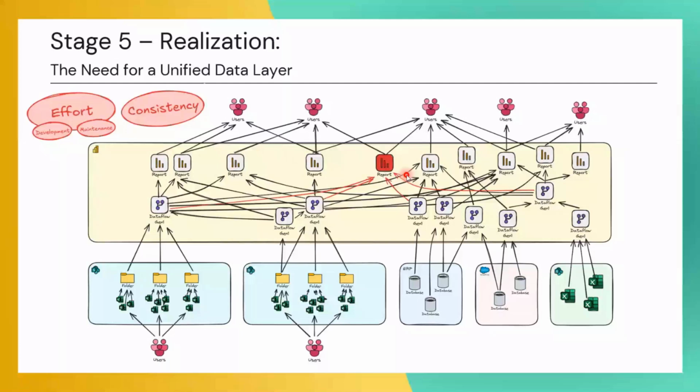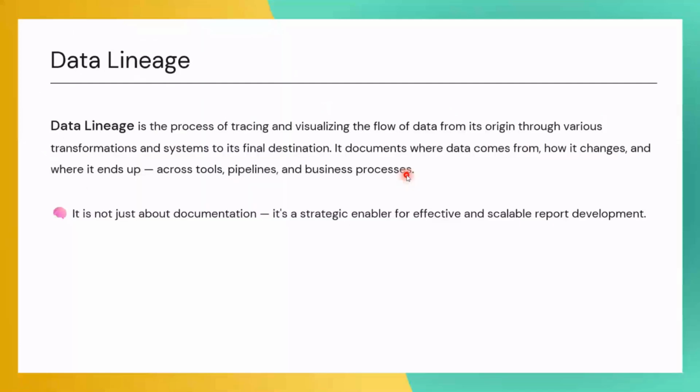So at this point in the presentation, one term we need to talk about, which is data lineage. In case you haven't heard of that, I've copied here a definition, which says that data lineage is the process of tracing and visualizing the flow of data from its origin through various transformations and systems to its final destination. It documents where data comes from, how it changes, and where it ends up across multiple tools, pipelines, and business processes.